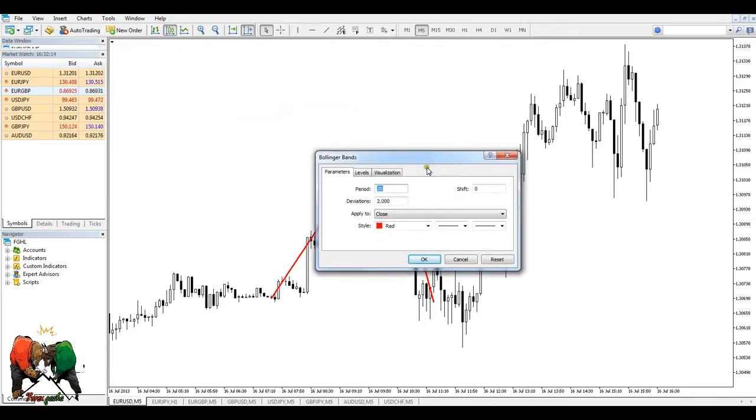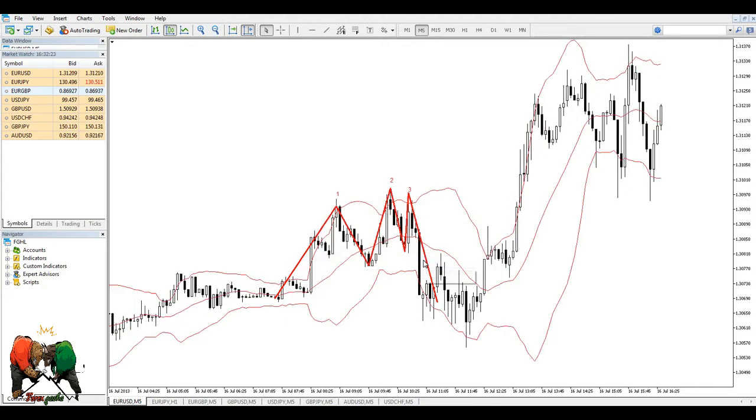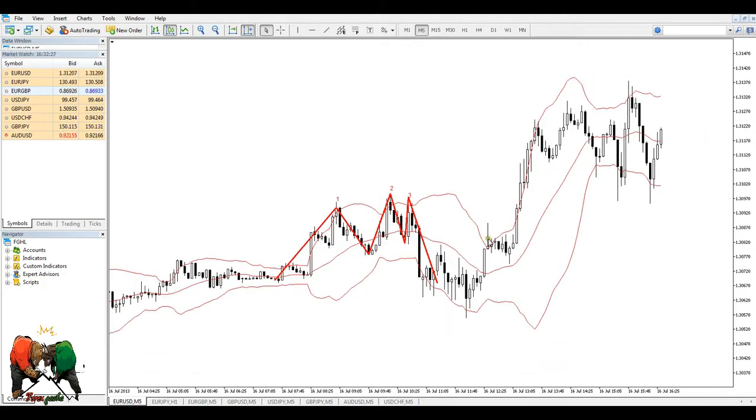In terms of settings, make sure that your period is set at 20, your deviations are set at 2, and that you apply Bollinger Bands to the close, and then click OK. Right, now that the Bollinger Bands are loaded onto your chart, we can go into the actual formation of this pattern.